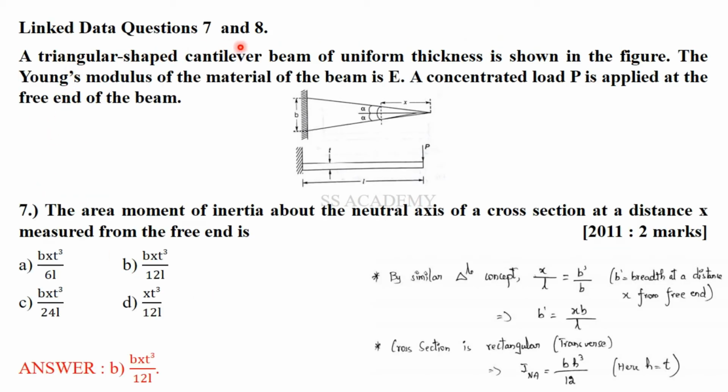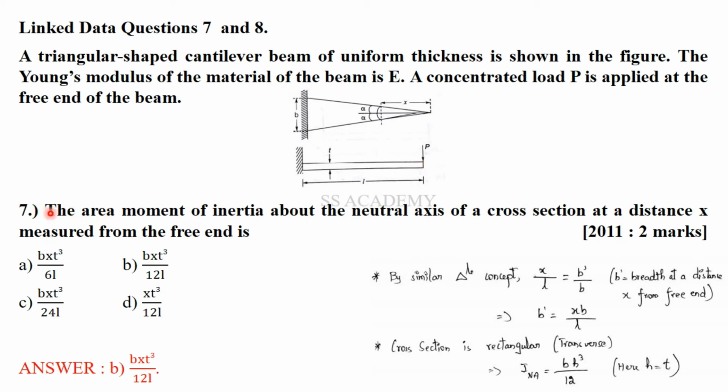Linked data questions 7 and 8. A triangular shaped cantilever beam of uniform thickness is shown in the figure. They have stated that it is of uniform thickness. The Young's modulus of the material of the beam is E. A concentrated load P is applied at the free end of the beam.